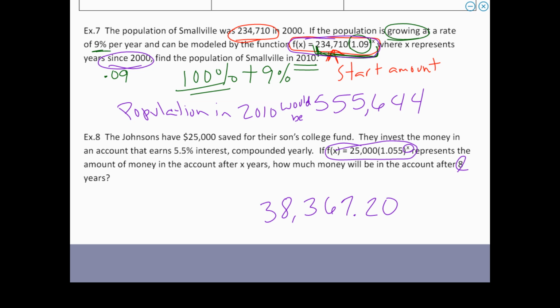Okay, and because we're talking about dollar amounts, we are going to have 2 decimal places.